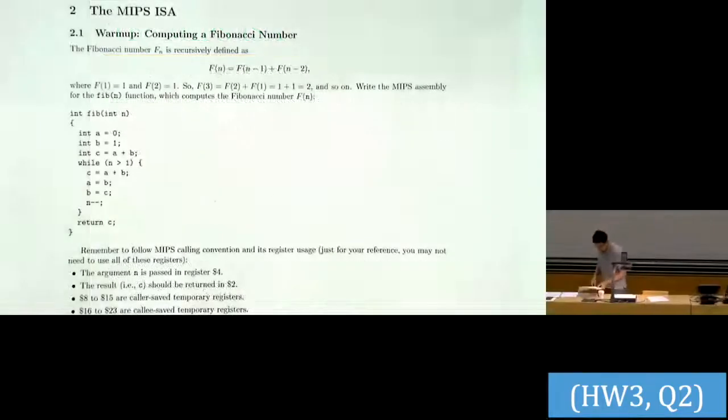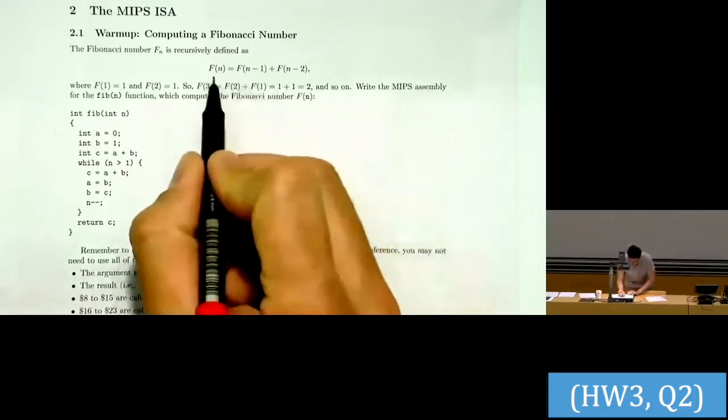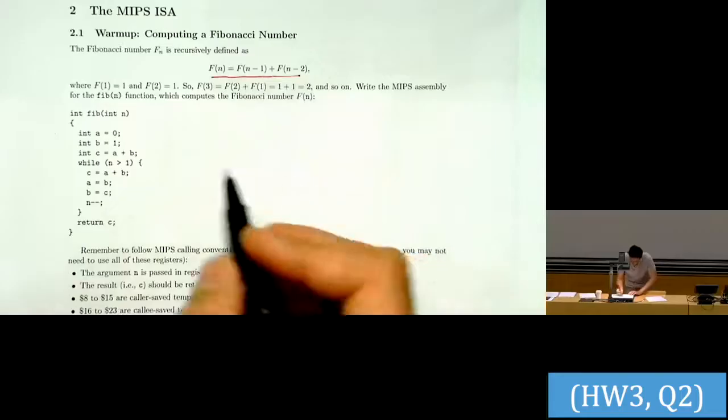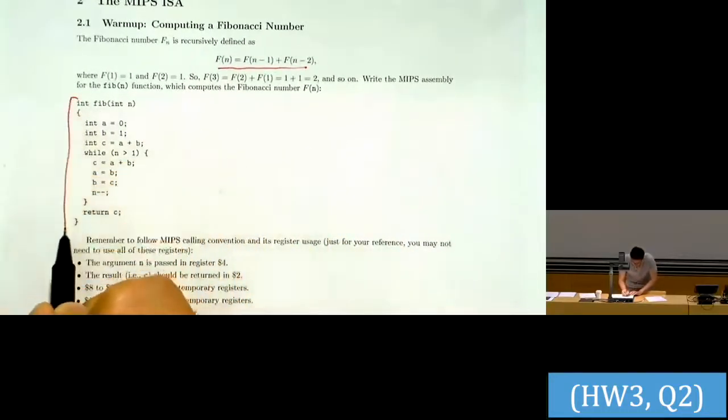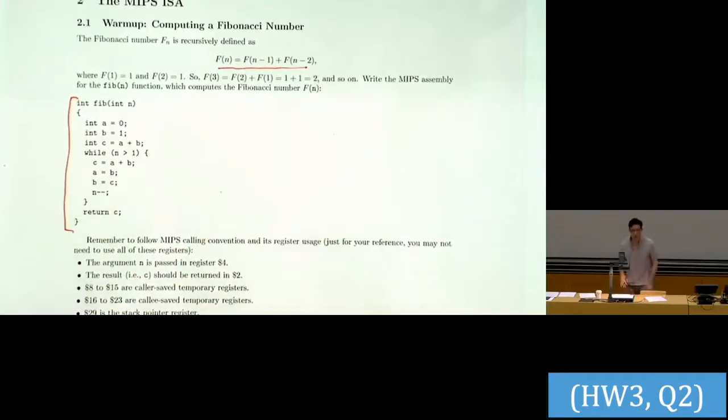Yeah, this question has 2 parts. In the first part, it's warm-up, computing a Fibonacci number. So this is about writing MIPS code to compute the Fibonacci number. And as you know, this is the expression for calculating the Fibonacci number. And here you have a high-level language code, C code, to calculate this Fibonacci number.